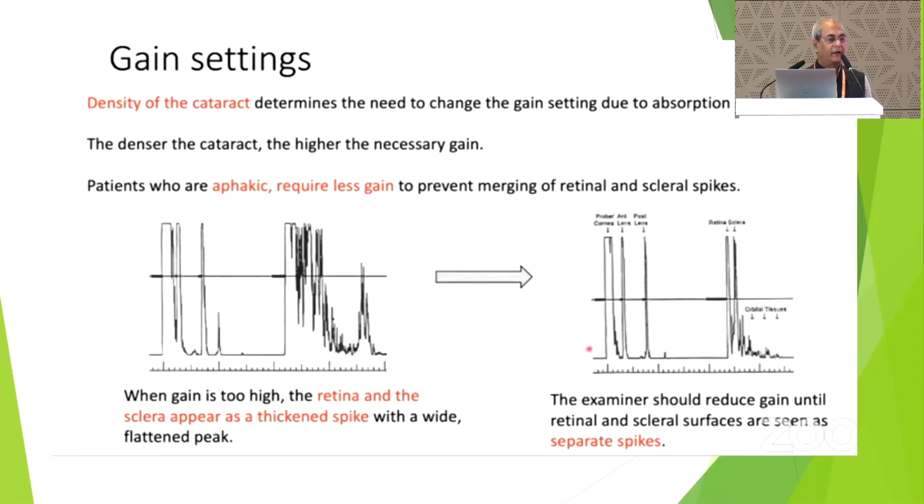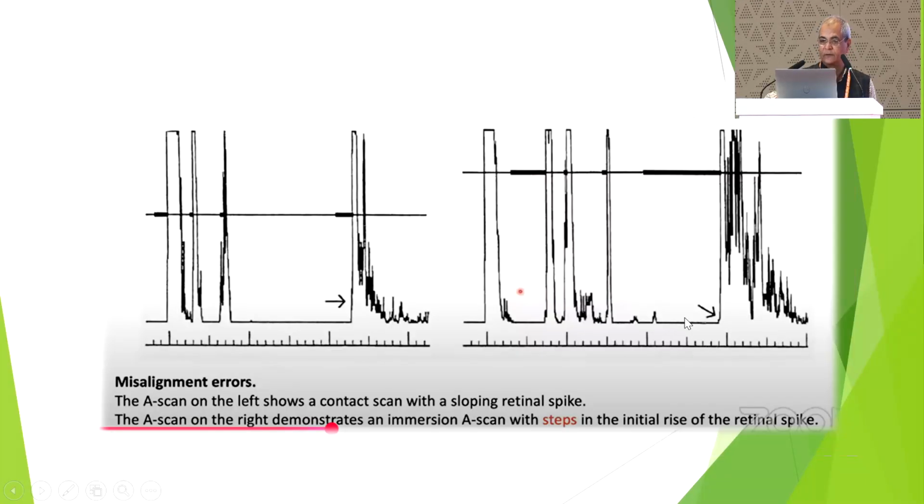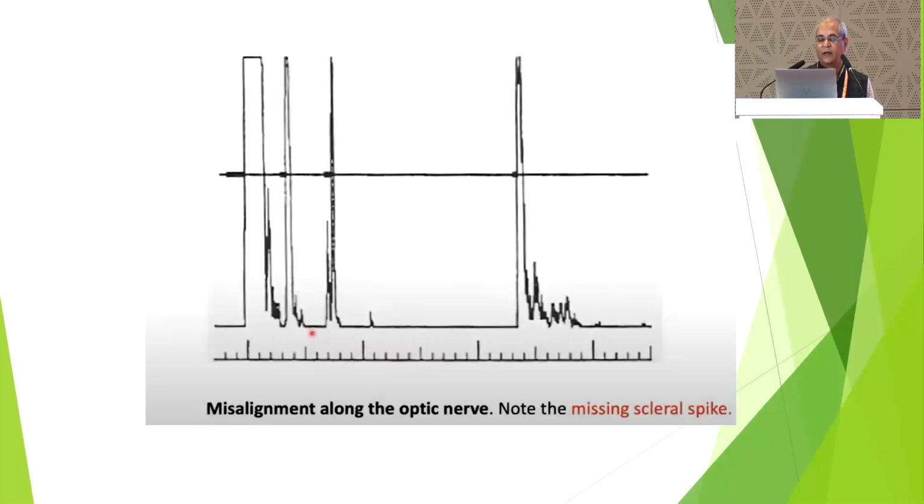Here again, if the cataract is dense, you have to increase the gain of the machine. And if an aphakic or pseudophakic patient is there, then you have to reduce the gain. If gain is too high also, then the beam will be merged. So here you have to reduce the gain till you get a separate beam in each. Here the retinal spike is not straight. So these are very minor things. If we see this, our biometry will be much better even with the immersion one. And if the beam is aligned with the optic nerve, then you will not get the scleral beam.